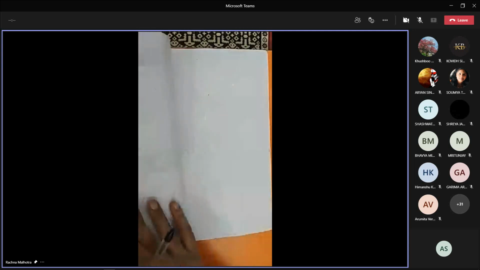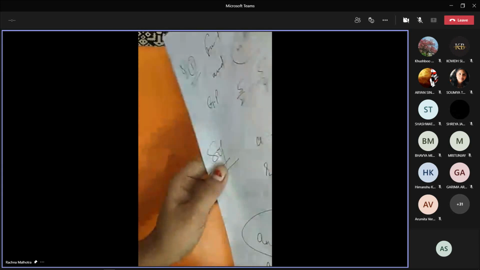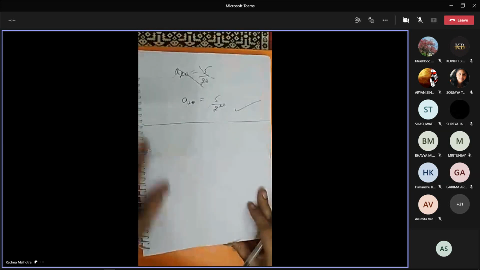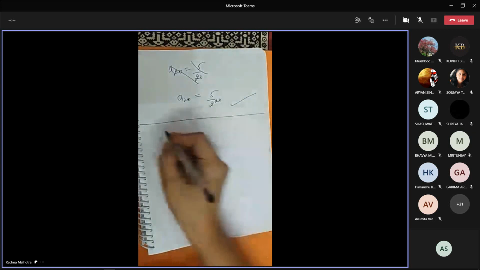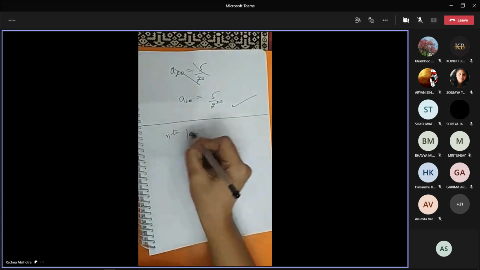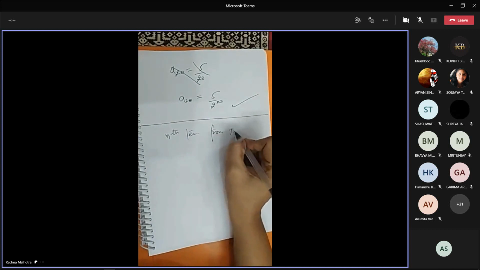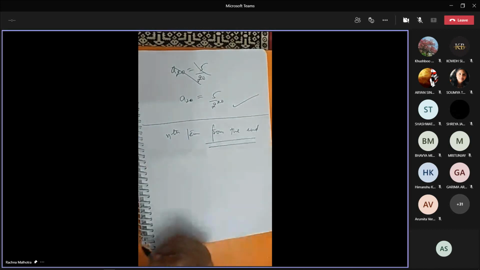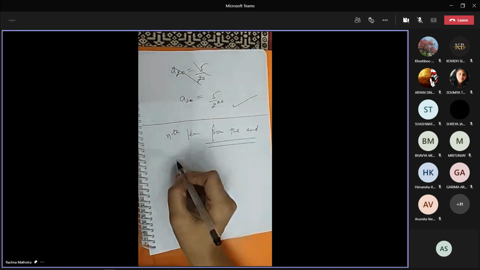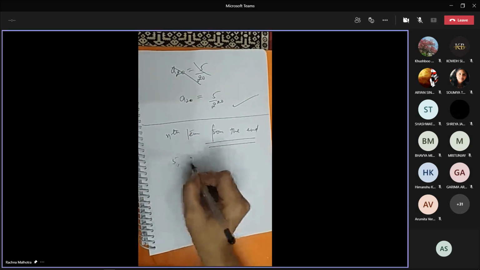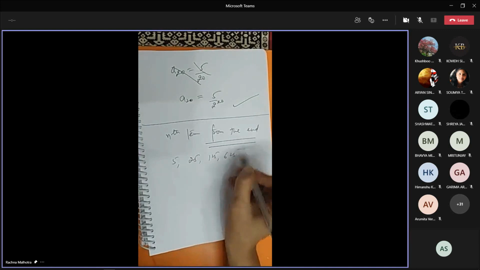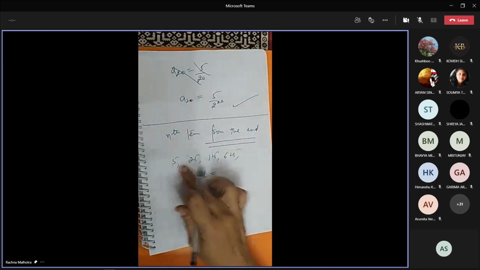Okay, I'm telling you, we can take one example for this. You are asking for any term from the end ना. So suppose I'm writing one example. Suppose this is a simple GP I'm considering here. Now what is R here? Please tell me, the common ratio. अभी तो यहाँ पर R क्या था?